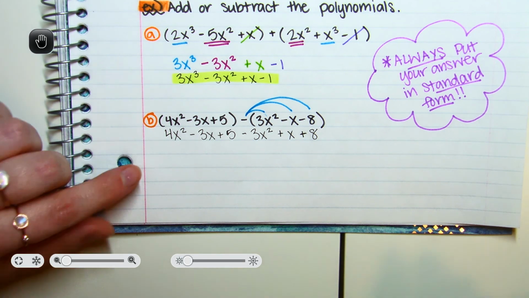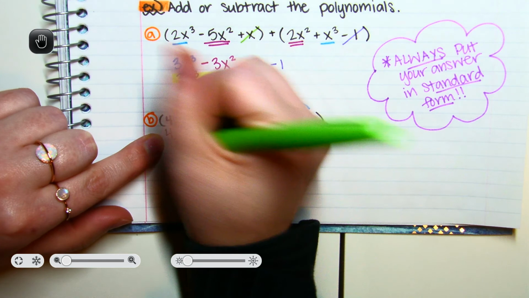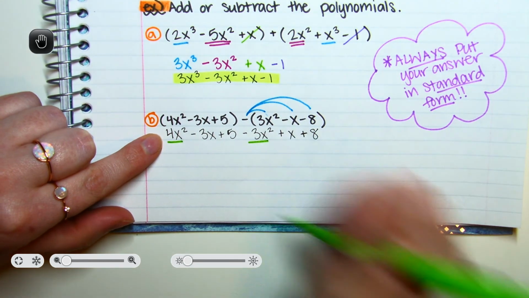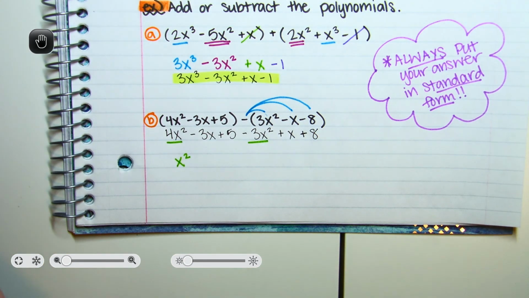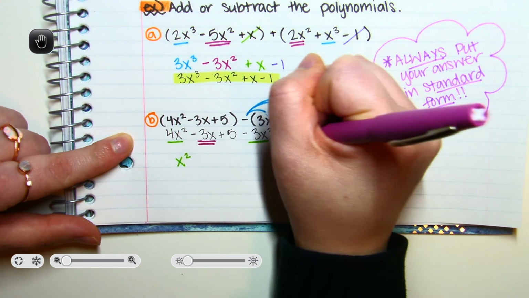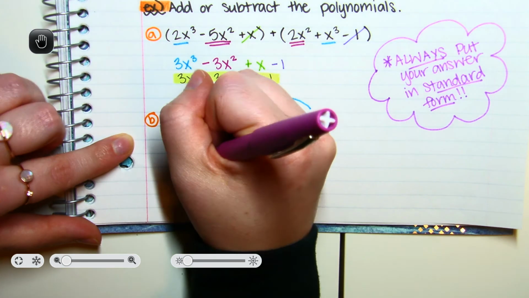So I'm going to underline stuff instead. So the 4x squared is my highest power. So I have 4 of them, and then I subtract 3 of them. So I'm going to have just x squared, 1x squared. And then my next term is the x's. So I have negative 3x, positive x. Negative 3 plus 1 is negative 2x.